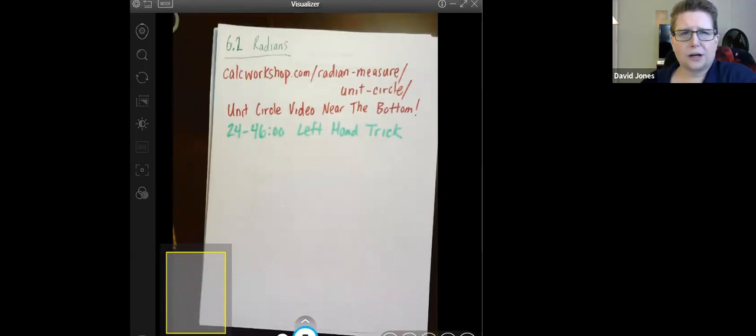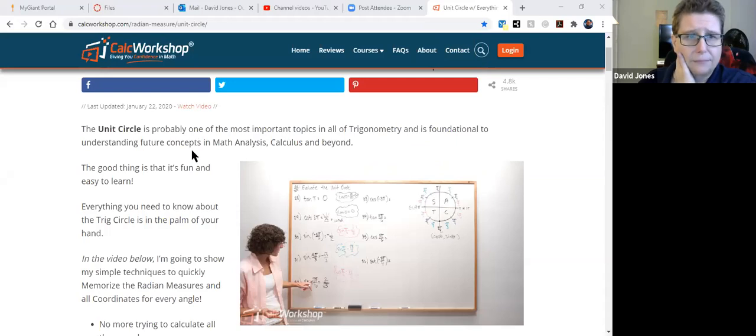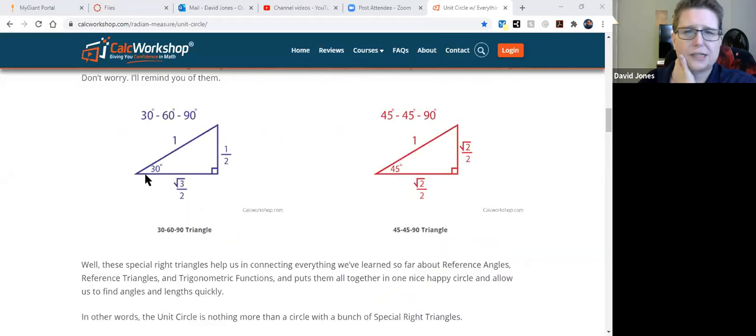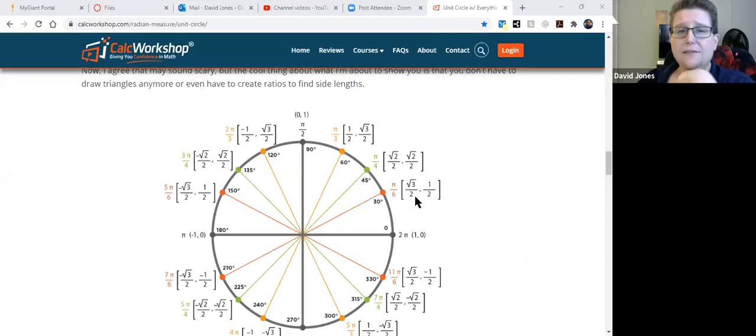I'm going to change what I'm sharing with you. So let's share the internet. I am at that page. This is Calc Workshop. You scroll down to the bottom. This is about the unit circle. They've got a lot of worksheets, and I'll give you the worksheets as well. I've printed them out and edited them a little bit. These are the values of sine and cosine. We're going to talk about this in 6.2, the values of the sine and cosine for each of these.